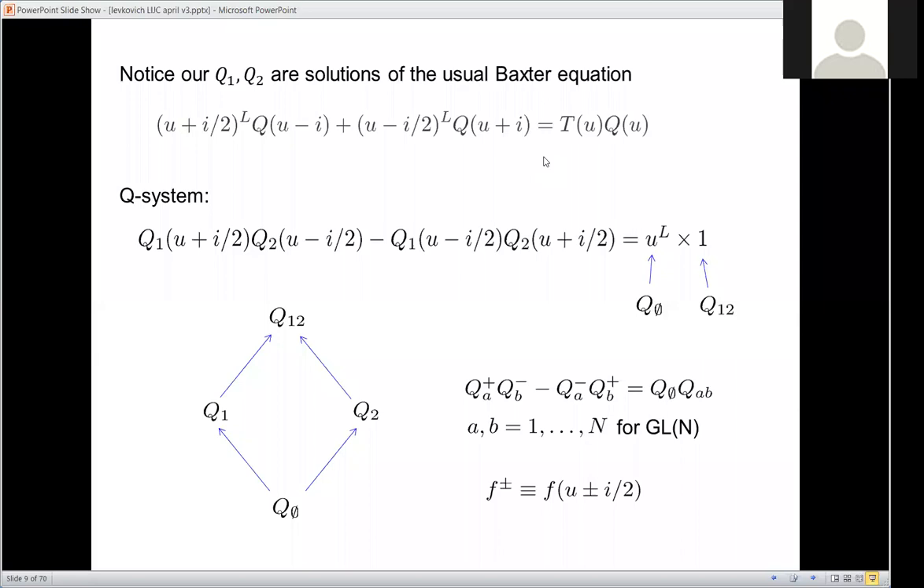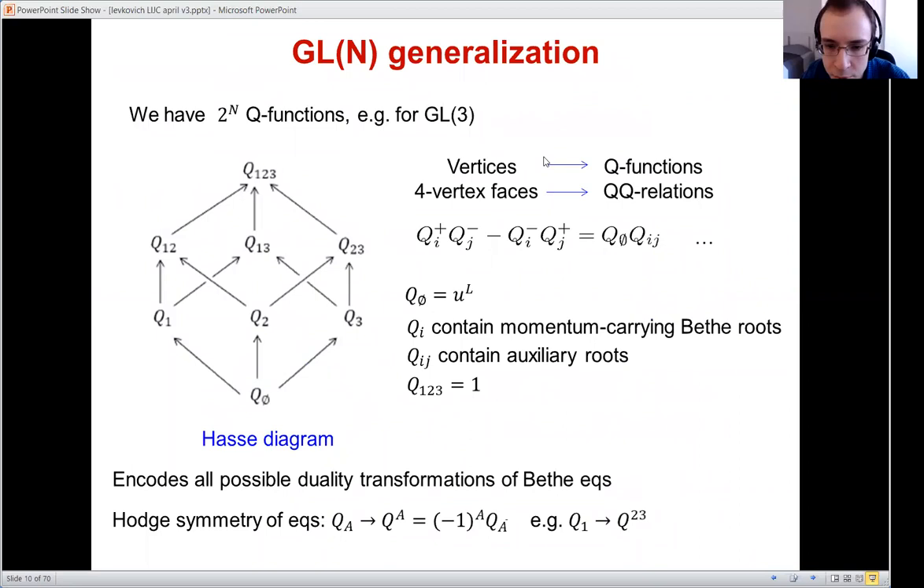All right. Here, just for the sake of presentation, I'm staying in the fundamental representation, the simplest one. That means I impose the boundary condition that this Q function is u to the L, and this one is equal to 1. Then the interpretation of the other ones is that Qs with one index contain momentum-carrying Bethe roots. There are more choices of the initial reference state on which we build our states in the Bethe ansatz. So there are several duality frames, one can say, several particle-hole transformations that correspond to three choices of these functions. And then the Qs with two indices contain the auxiliary roots of the Bethe ansatz, and again there are multiple choices for them.